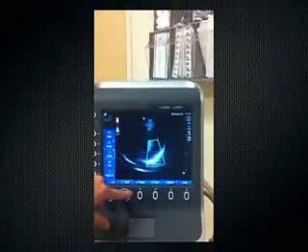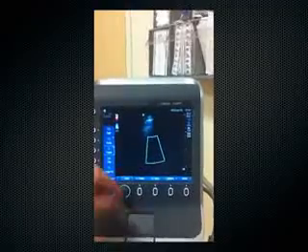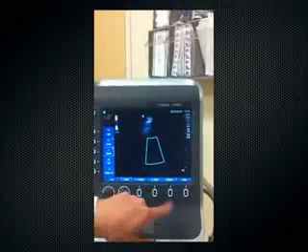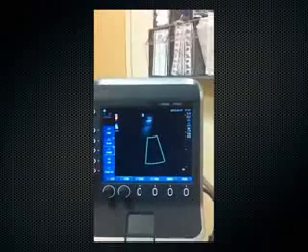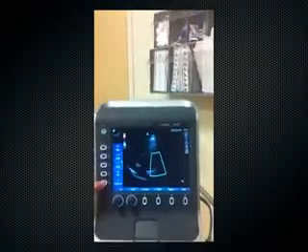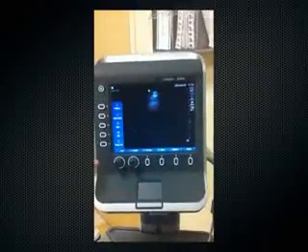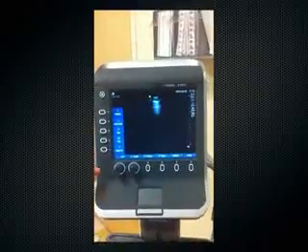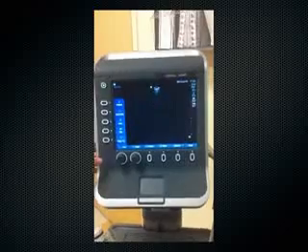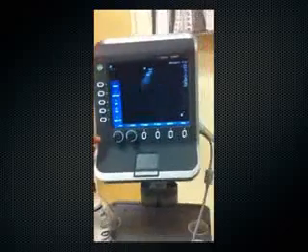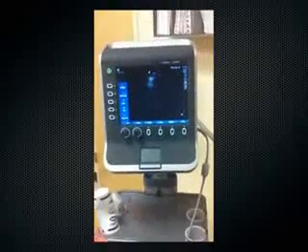The next thing I need to do is go back to calculations. So I would go to mode 2D. Mode 2D. Can I get that off there? And get a nice fifth chamber. Let's see. It's not as easy as it looks.